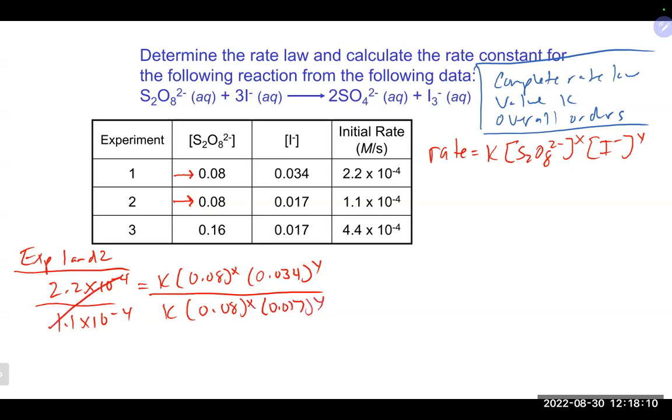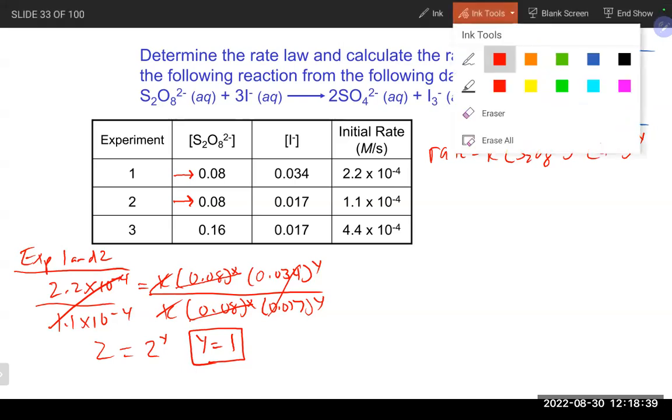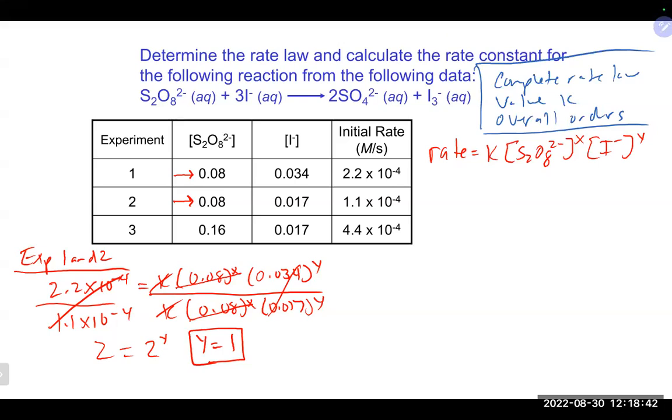Doing a little division here, that's going to give us a 2. Once again, our rate constant should be the same number top and bottom, so they should cancel. The X there for the order should be the same, so those will cancel. And obviously when we do this last one here, we get a 2 to the Y, which in this case means Y is equal to 1. So the order with respect to I minus is 1. Now that we did I minus, we want to keep that one constant and vary the other one. And to do that, it looks like experiment 2 and experiment 3 will do that for us.